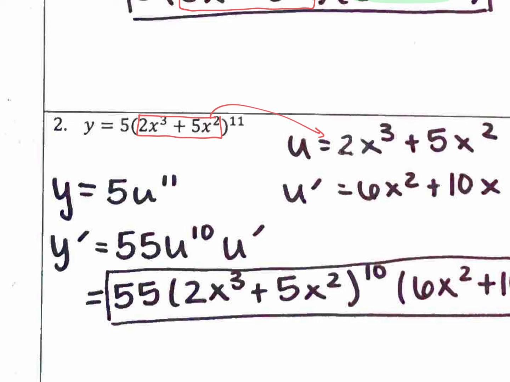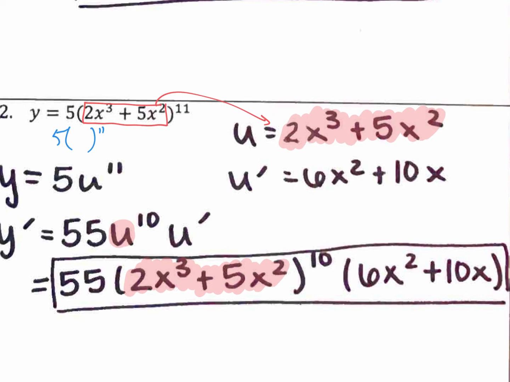My outside function, well, what am I doing to this 2x cubed plus 5x squared? I'm multiplying it by 5 and raising it to the 11th power. Well, I can take the derivative of that, 5 times something to the 11th, multiply that 11 down to the 5 to get a 55, decrease the exponent by 1, and then multiply by the derivative. So u gets replaced with this 2x cubed plus 5x squared, and that was the first thing we identified, that inside function. And then u prime, that was the derivative of the inside function, 6x squared plus 10x.